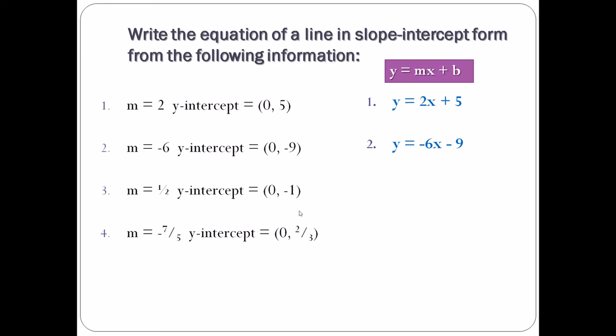Let's do it again. Number 3. You just start writing number 3. Y equals, what's our slope? 1/2. So 1/2 x, take away 1. Ding, ding, ding. We're doing great. Man, we are kicking booty here on this one.